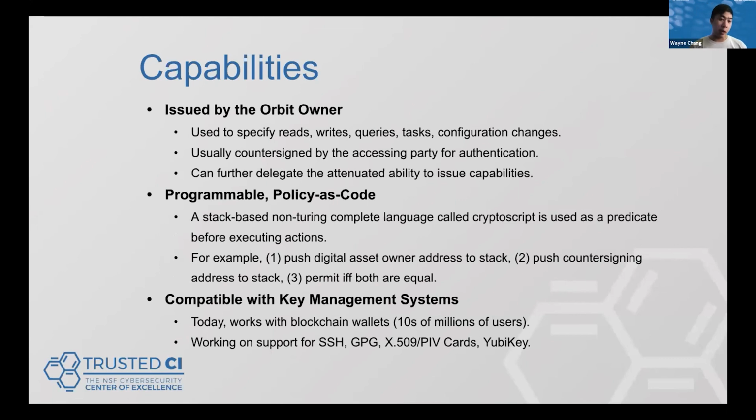We use a policy as code system where there's a non-Turing complete programming language. So you can imagine a set of instructions that the host has to run to actually verify if the action is authorized or not. So you might run an instruction set like step 1, check to see if the user is in the allowed list somewhere. Step 2, check who's signing for it. Step 3, make sure they're the same owner.